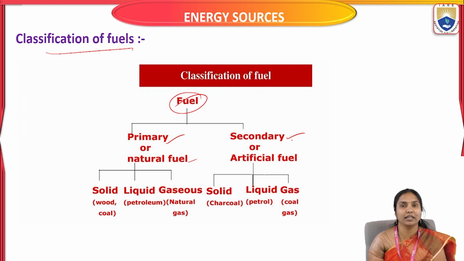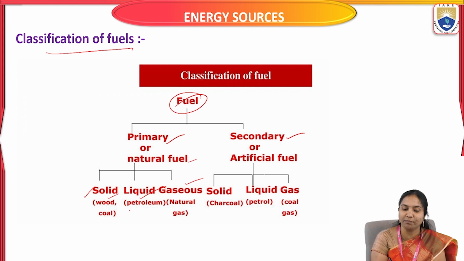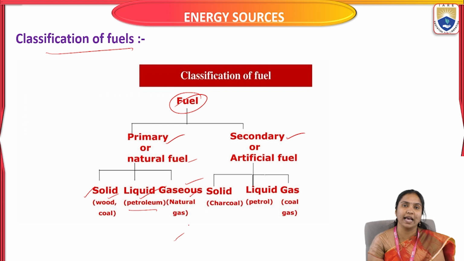The second one is secondary fuels, also called artificial fuels. Again, primary and secondary fuels are classified into three types: solid fuels, liquid fuels, and gaseous fuels. The best examples of solid primary fuels are wood and coal. The liquid natural fuel is petroleum, and the gaseous natural fuel is natural gas.